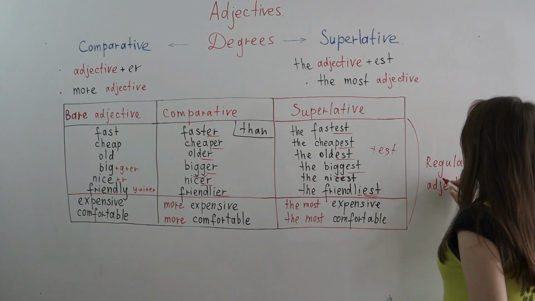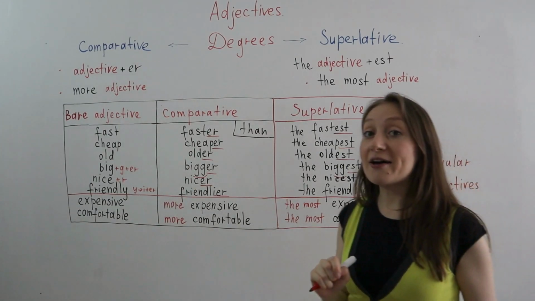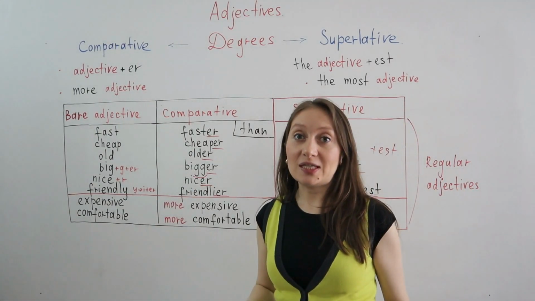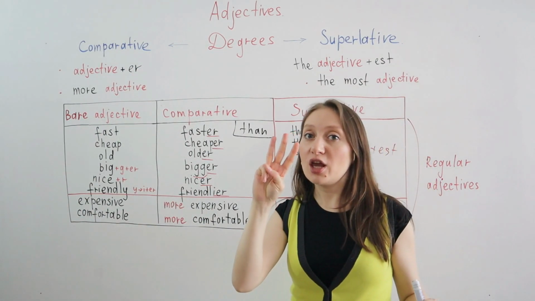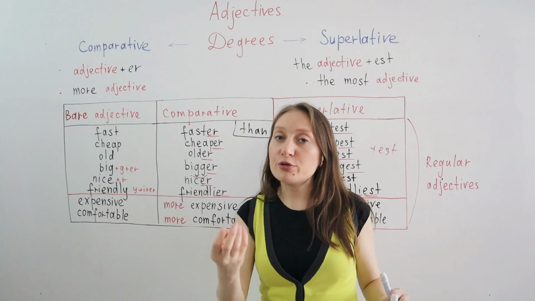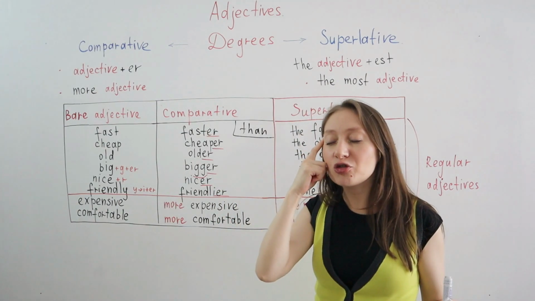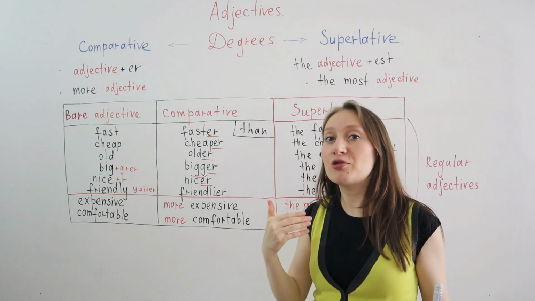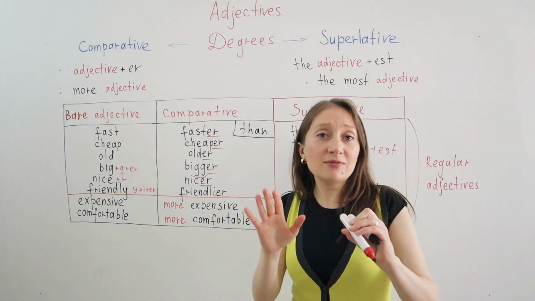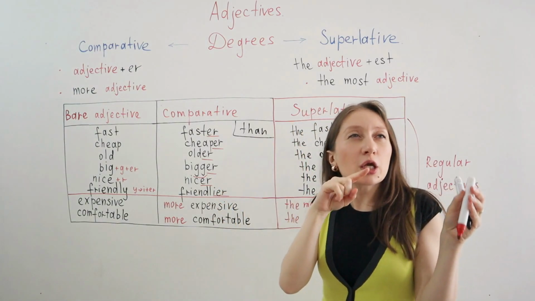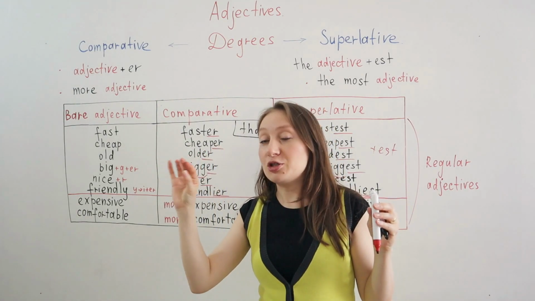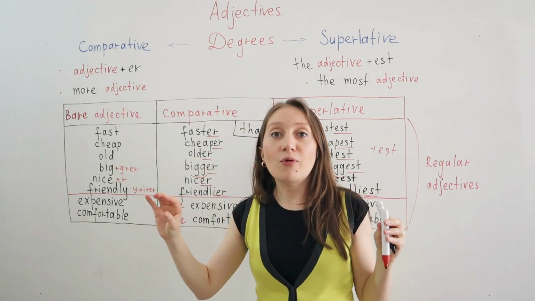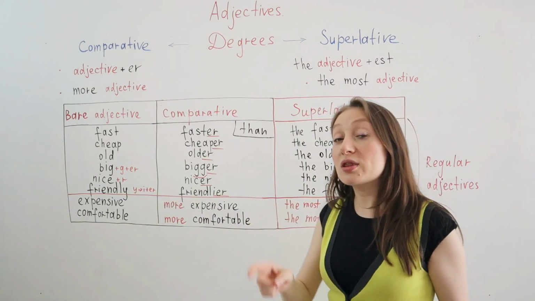So it means that we also have irregular adjectives. And in this level, I will introduce you to three of them. Irregular means you have to memorize them, you have to remember them. That is all, and it's very easy. You don't have these rules, ER, EST. You just remember the adjective, the ready form. So let's start with the first one.